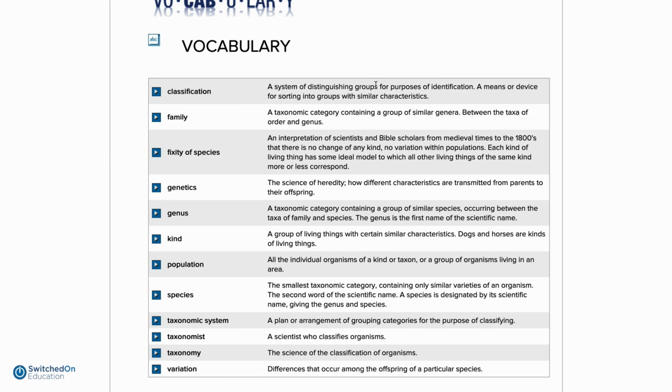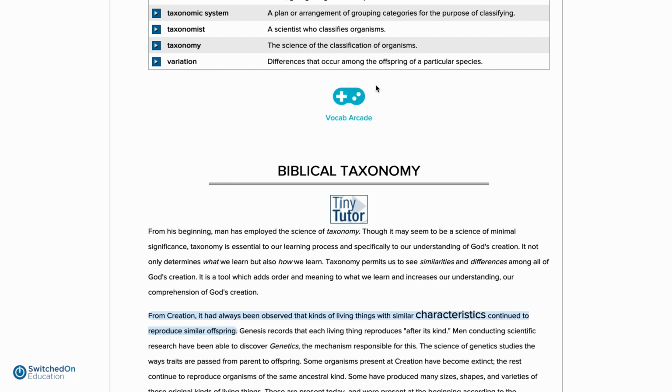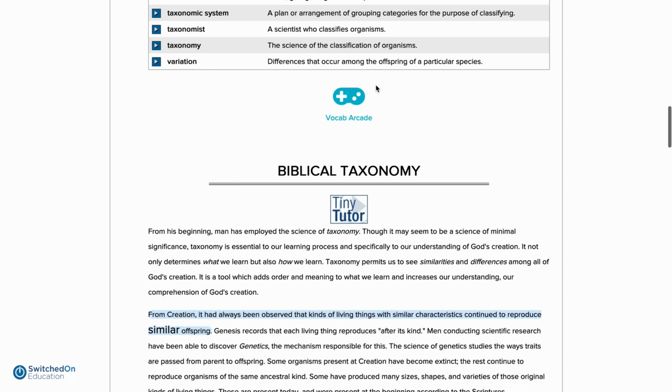We've chosen Michael. From creation, it had always been observed that kinds of living things with similar characteristics continue to reproduce similar offspring. Genesis records that each living thing reproduces after its kind.